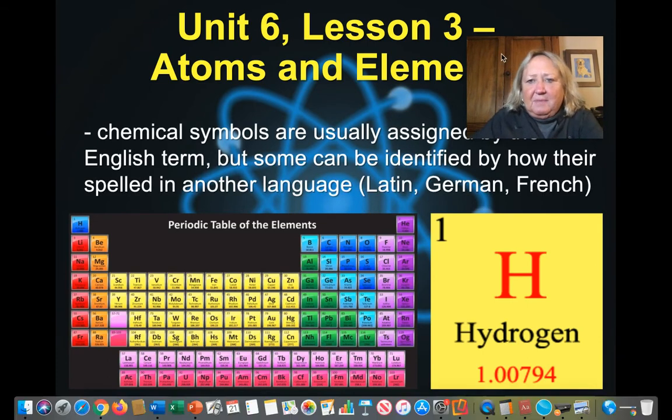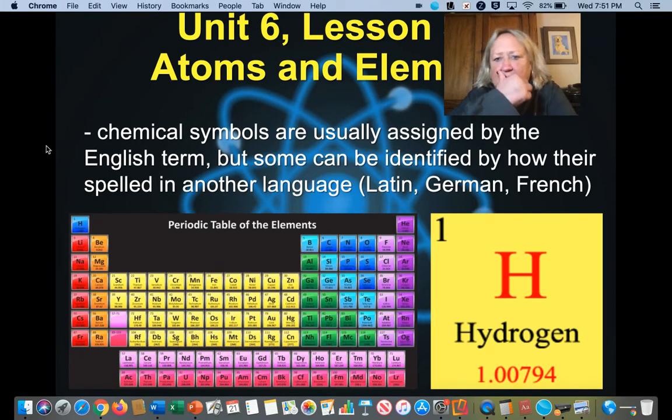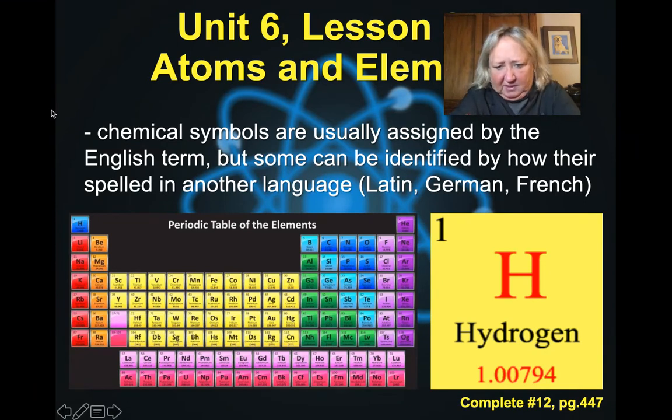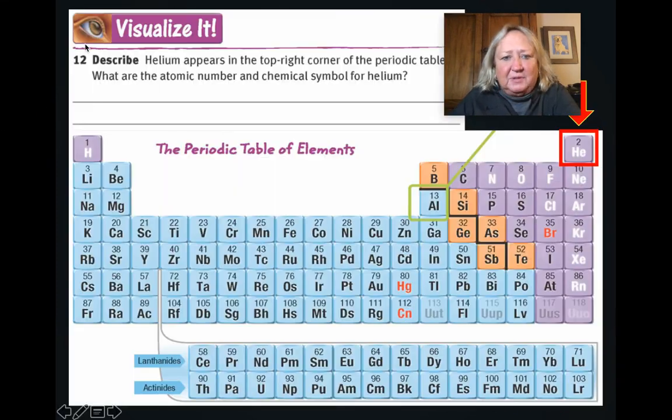All right. Chemical symbols are assigned by their English term. For instance, hydrogen is the English word, but occasionally it will be another language, Latin, German, French. For instance, iron is Fe. That has nothing to do with I or IR for iron. So if the chemical symbol makes no sense to you, that is because it's from another language. So it's literally another language.